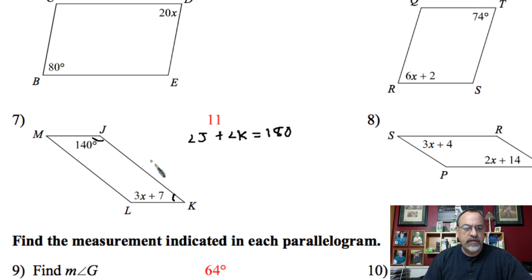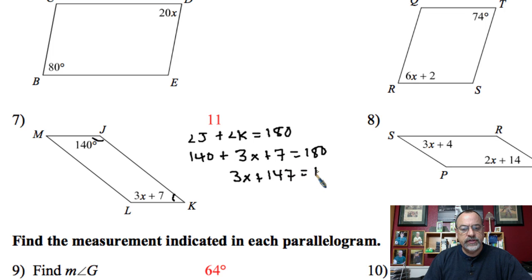Then I can use my algebra property of substitution and substitute in. So angle J is 140, angle K is 3x plus 7, and together they add up to 180, so we'll do the algebra now. 140 and 7 is 147, so we add like terms on one side first. Then we'll subtract 147, leaving me 33, so x would be equal to 11.